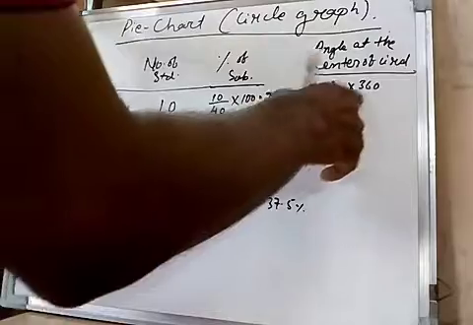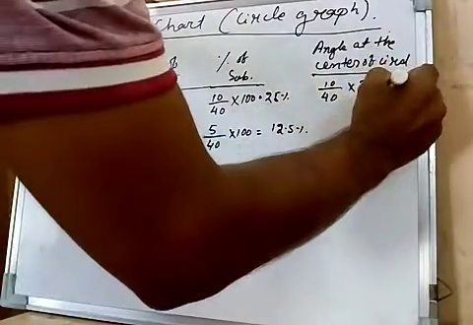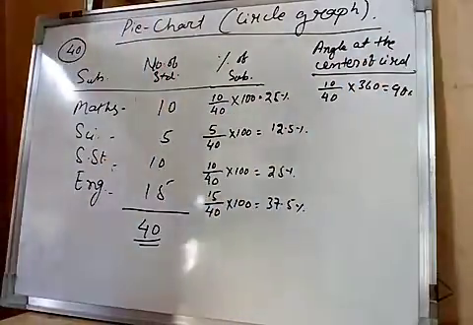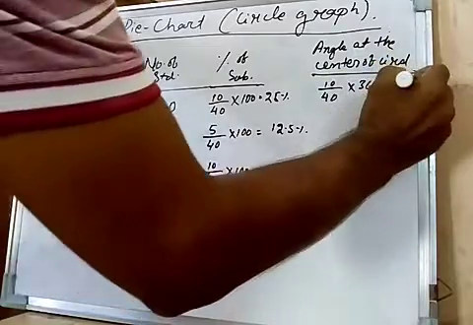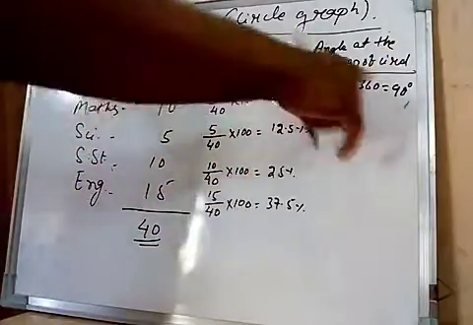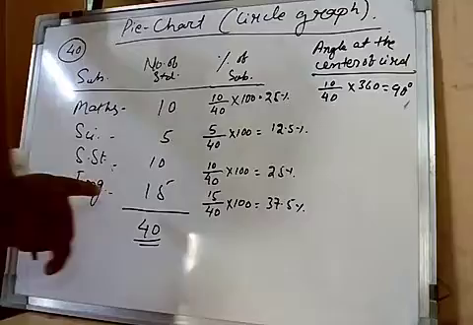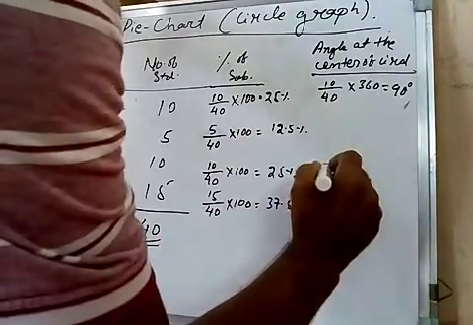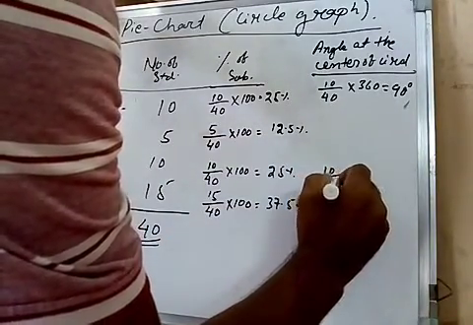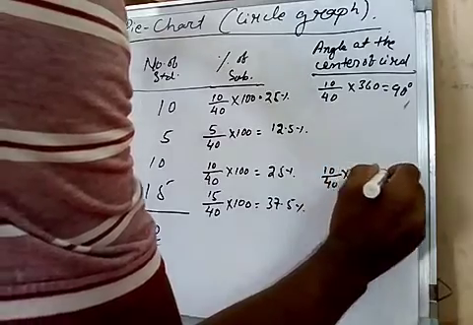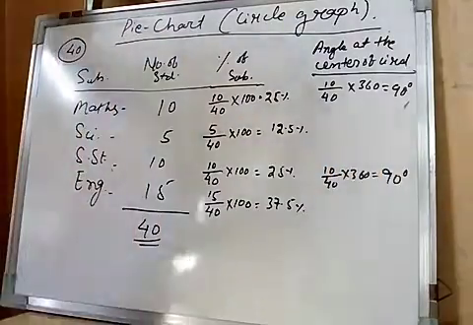Now 400 cut, that is 90 degree. Sorry, this is the degree. Maths, it is how much? 90 degree. Now social study will be how much? 10 upon 40 multiply by 360. So this one also 90 degree.